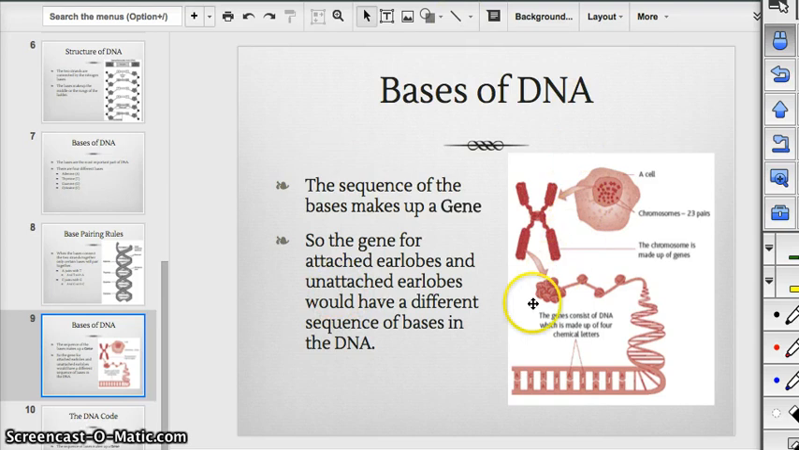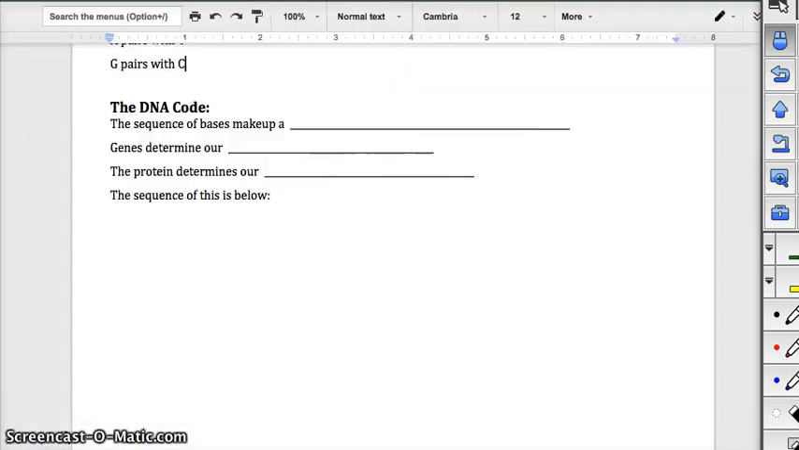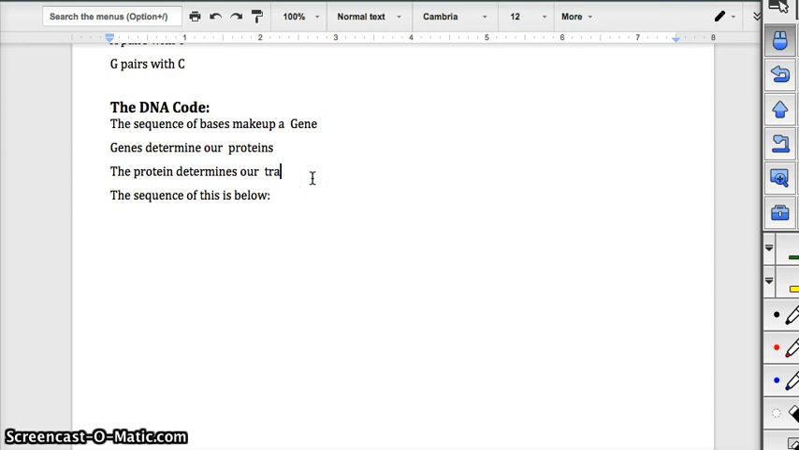And we're going to talk more about that in the next unit. Right now you just need to know that the sequence of bases make up a gene. And then that sequence ultimately will determine our trait. So the sequence of bases make up a gene, and then the gene determines our proteins. A lot of people like to say it's a trait, but it actually determines our proteins, which later on determines our trait.